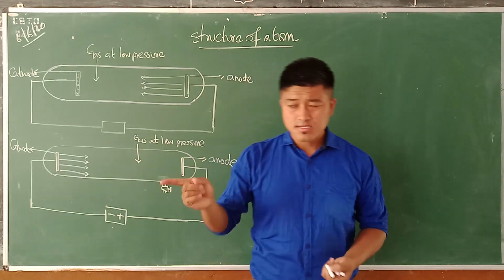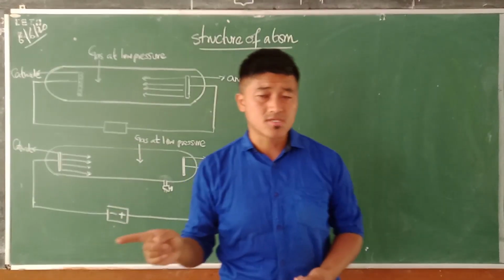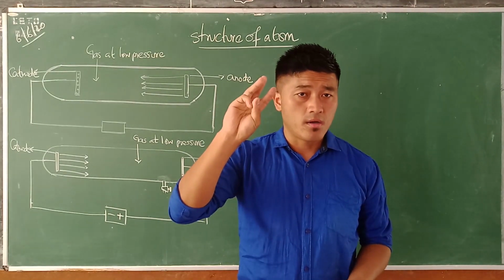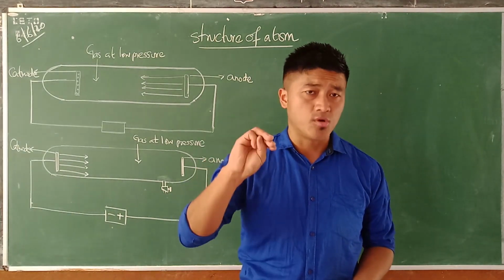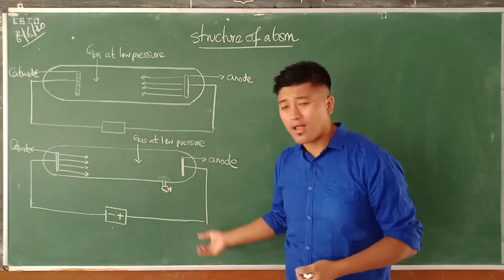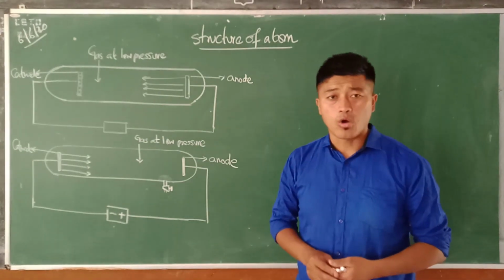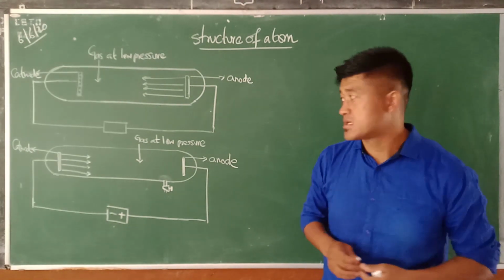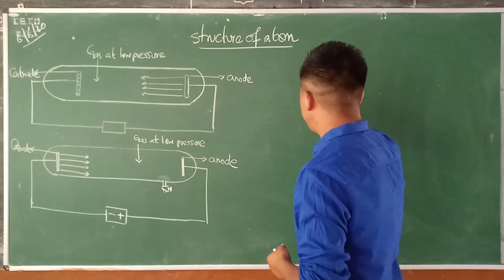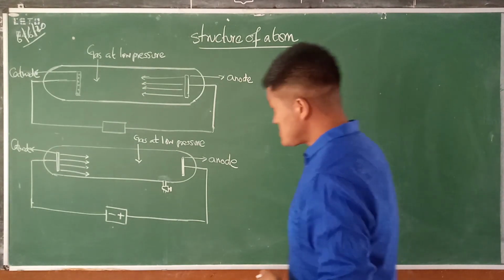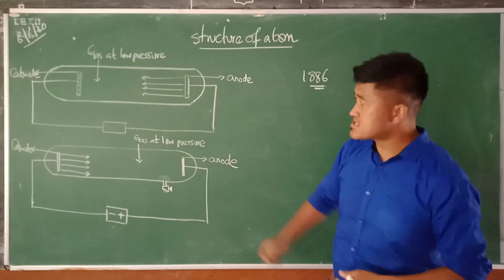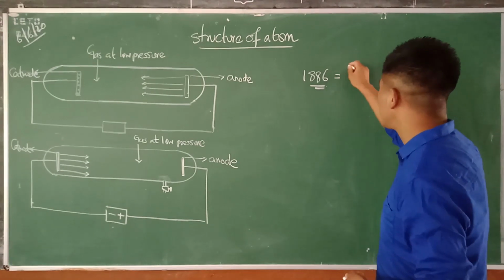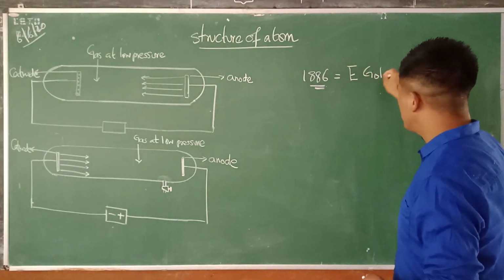In the last chapter, chapter number 3, atoms and molecules, I disclosed the 3 subatomic particles: electron, proton and neutron. Now in this class we shall try to understand how the discovery of these subatomic particles started. It was in 1886. This is the experiment done in 1886 by E. Goldstein.